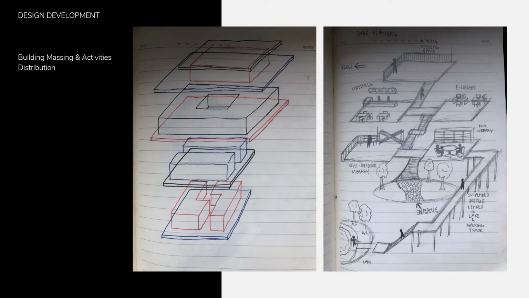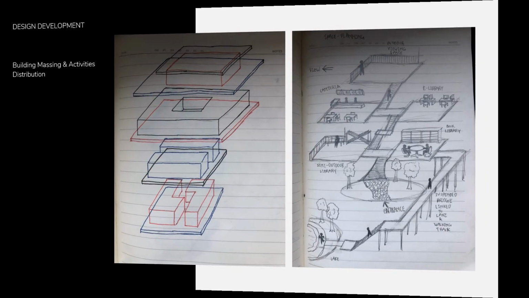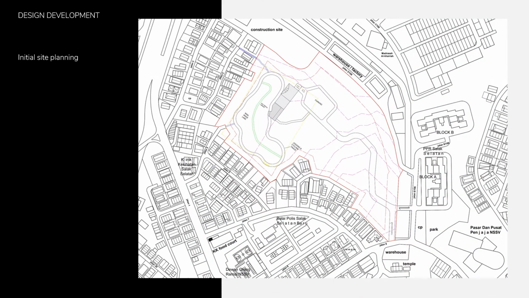This picture shows my building massing development and activity distribution throughout the building. But this initial design is not really acceptable and practical because all the activities will only end up in one single building, which has no difference from what it is in the city life. This is the initial site planning of my design proposal, which will later enhance my further development.